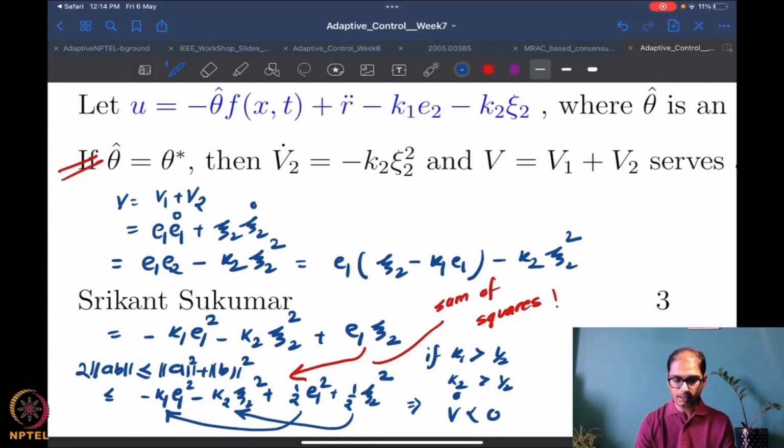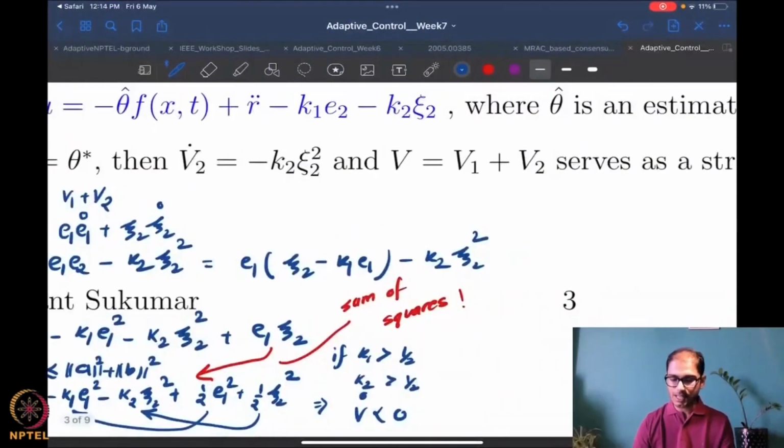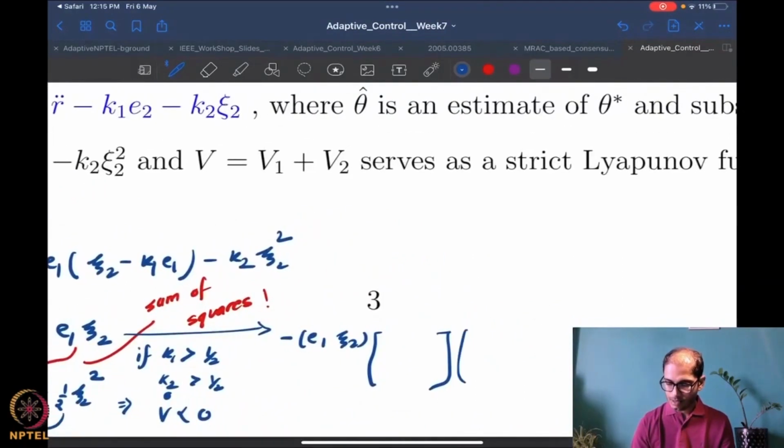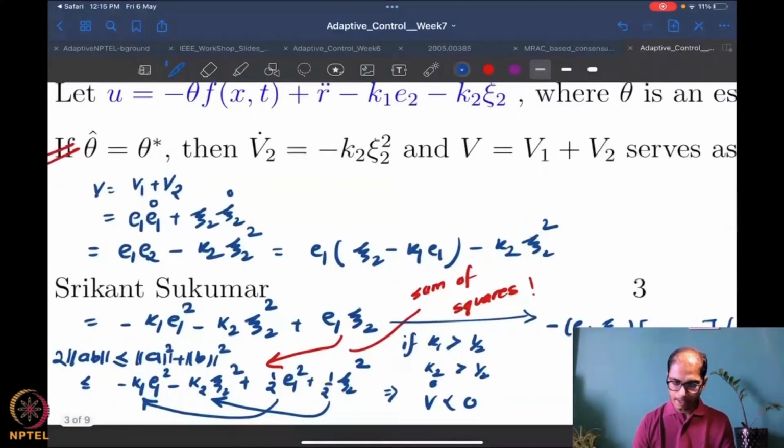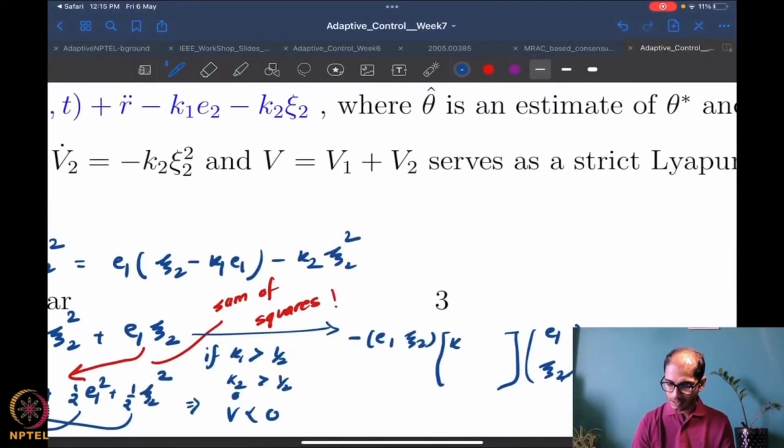We can also do another thing. The only thing is it doesn't help us write it analytically very nicely, but I can always write this whole thing as a quadratic form, which is like this, with E1 psi2 and E1 psi2, and if I write it like that, then this is K1, K2, half and half.